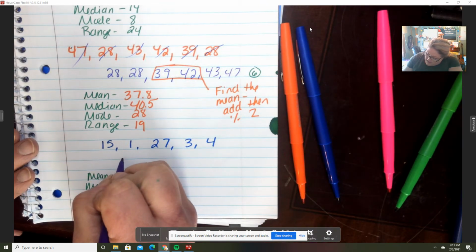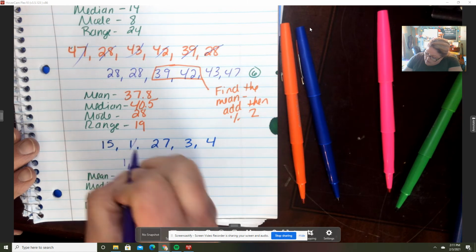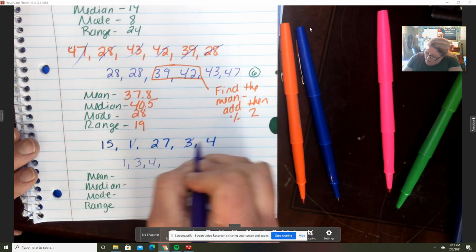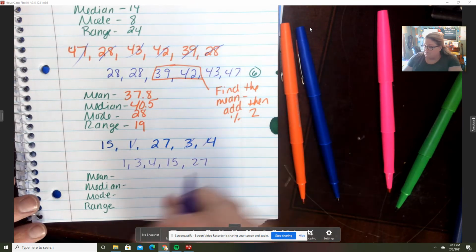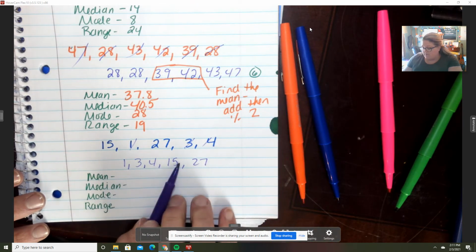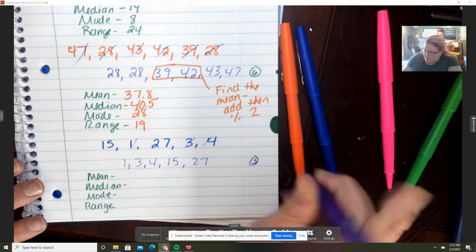All right, so now I'm going to have 1, 3, 4, 15, 27. Range means difference: big minus small. I have 1, 2, 3, 4, 5 numbers in my set. So big minus small.